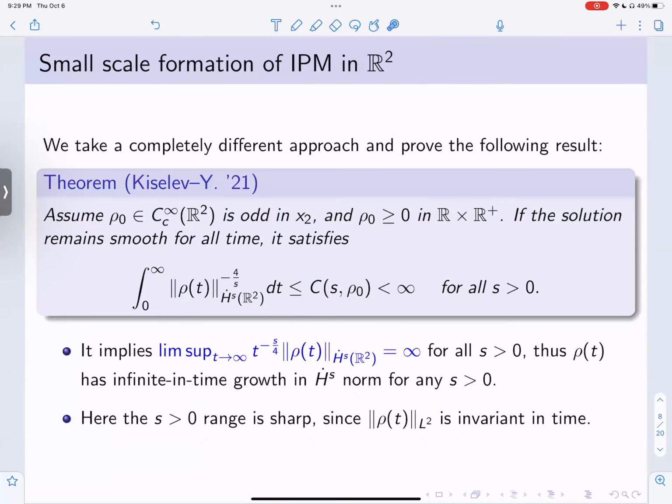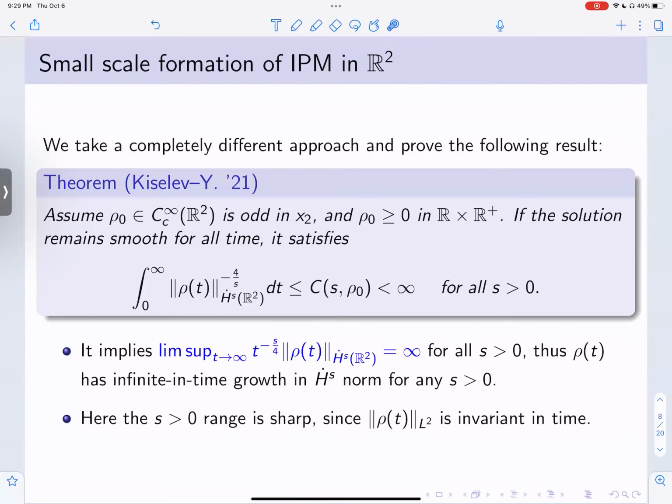Instead of following the previous approach of starting from some steady state, we want to take a really different approach. Let me start by stating the results, and then I'll explain how the proof is done, which is actually a quite short argument. Let me first state the results in R2.